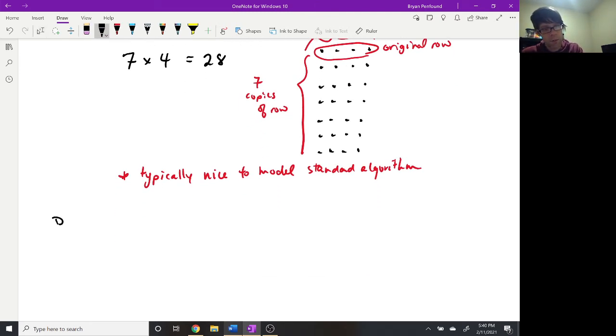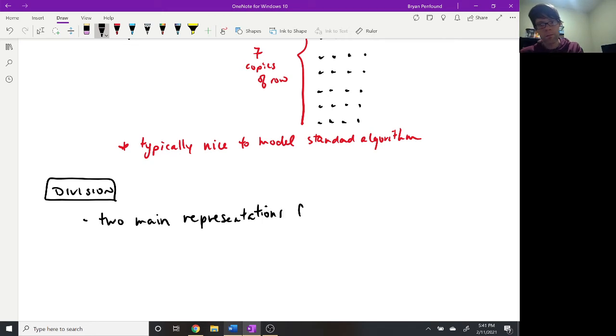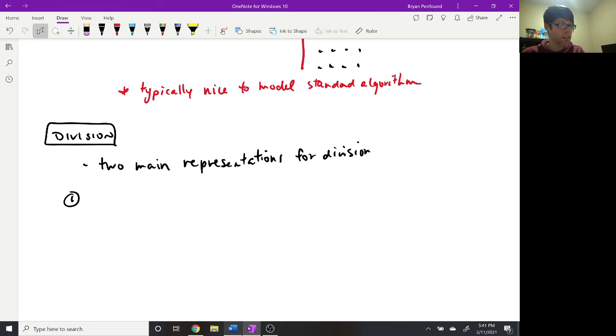So let's turn our attention back to division for a second. This is where things get a little bit more interesting. There are 2 major types of models for division, and they're going to feel the same with a slight tweak. Okay, so the first main model, or the first main kind of representation, is called the partitive or fair share model.